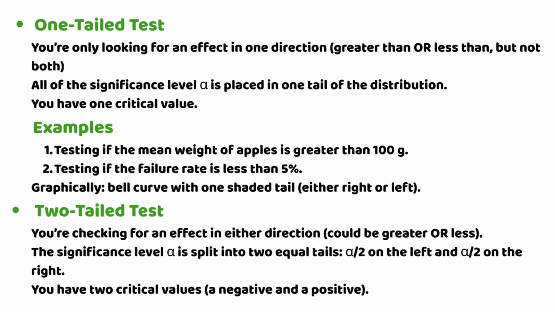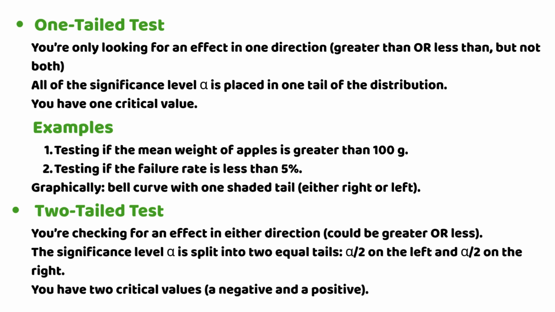Let us look at two tail test. Here we are checking for change in either direction. It could be greater or it could be less. In the two tail test, alpha gets split into two equal parts, one on left, another on right. This gives two critical values. For example, testing if mean weight of apples is not equal to 100 grams.